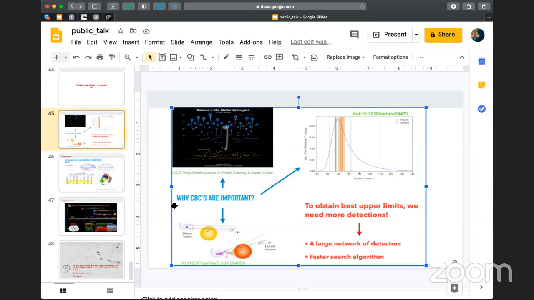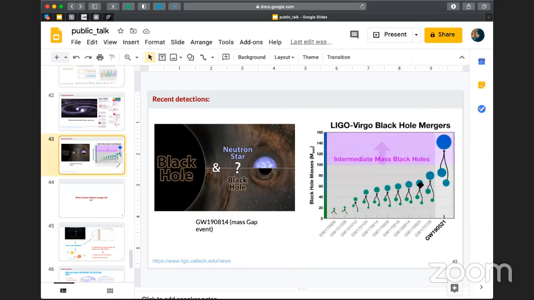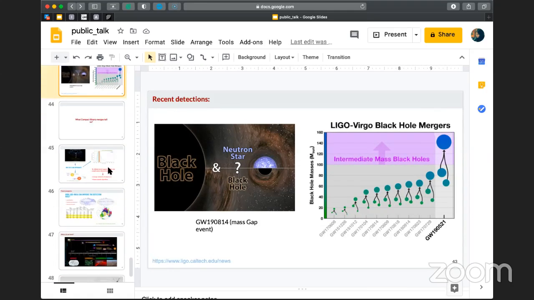Just like in this particular slide, I explained that there is one of the recent detections which we saw, with the final black hole having a mass of above 100 solar masses. This sort of source can't form from the collapse of a star. One possible way to form it is that smaller black holes merge together and form a bigger black hole. This sort of study we can pursue using gravitational waves as a tool.